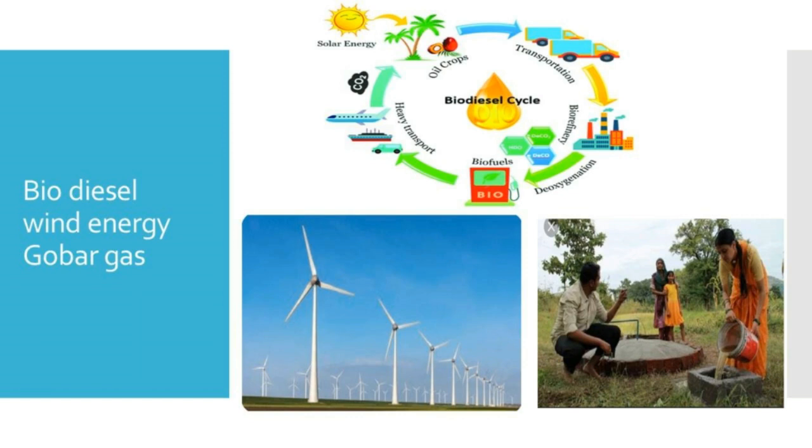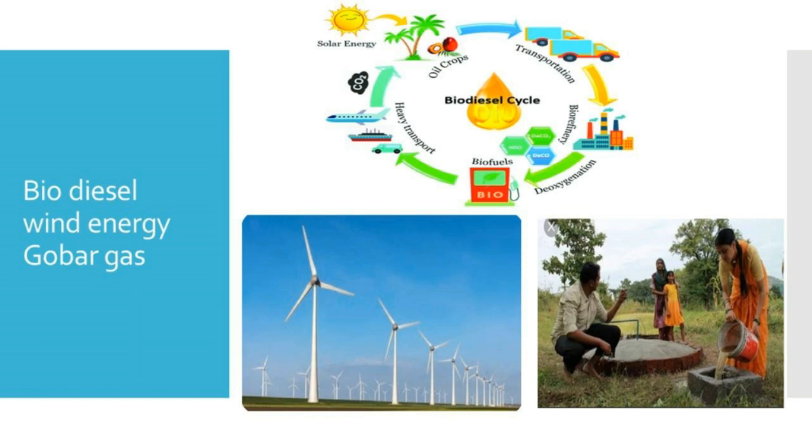Then, wind energy. Wind energy is obtained with the help of windmills. When the wind blows, it rotates the blades of windmills and electricity is produced by the dynamo. Windmills are mostly located at Kayathar, Aralvaimozhi, Palladam and Udumalaipettai in Tamil Nadu.